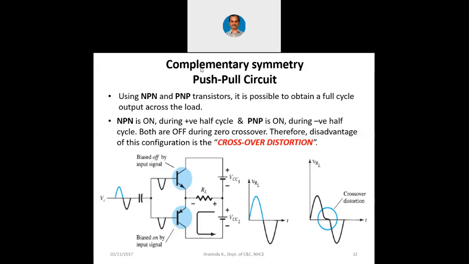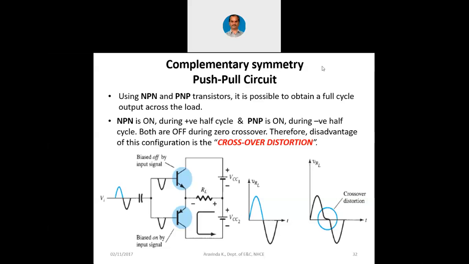Good morning, students. In the previous class, I was telling you about this class B push-pull operation, and we were seeing this particular circuit. It is called complementary symmetry push-pull circuit because we are using one NPN as well as one PNP. And as you can see, there is no static power consumption for this circuit at all. Only when the input is there, then the NPN will conduct for the positive cycle, PNP will conduct for the negative cycle. That way, once when NPN conducts, the current flows.